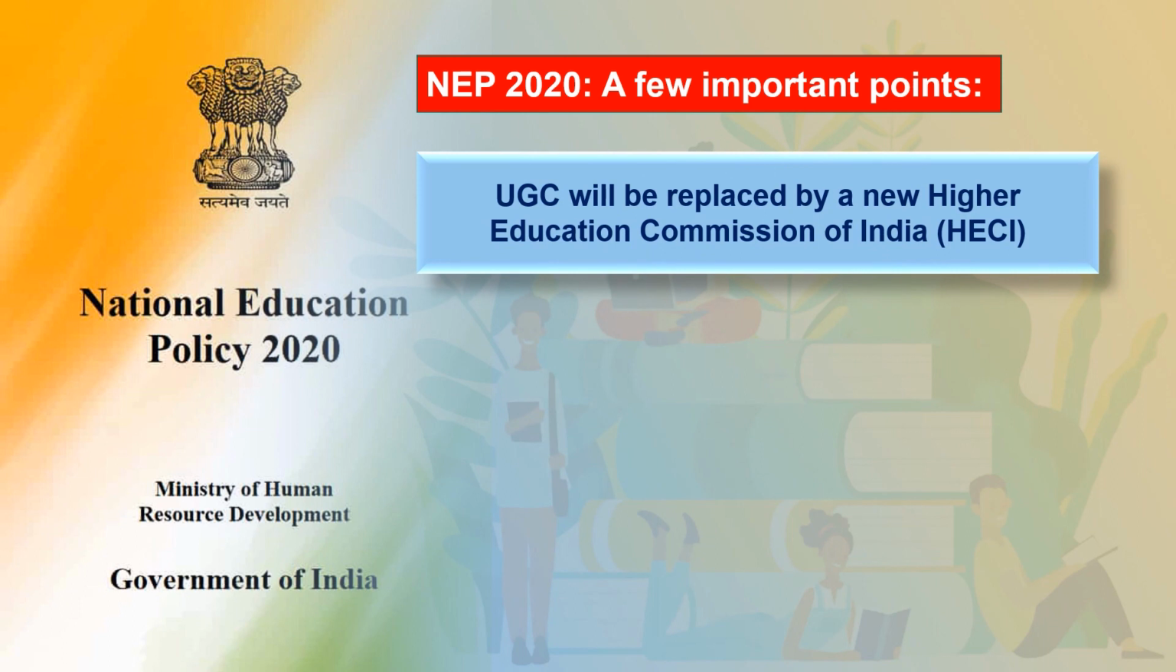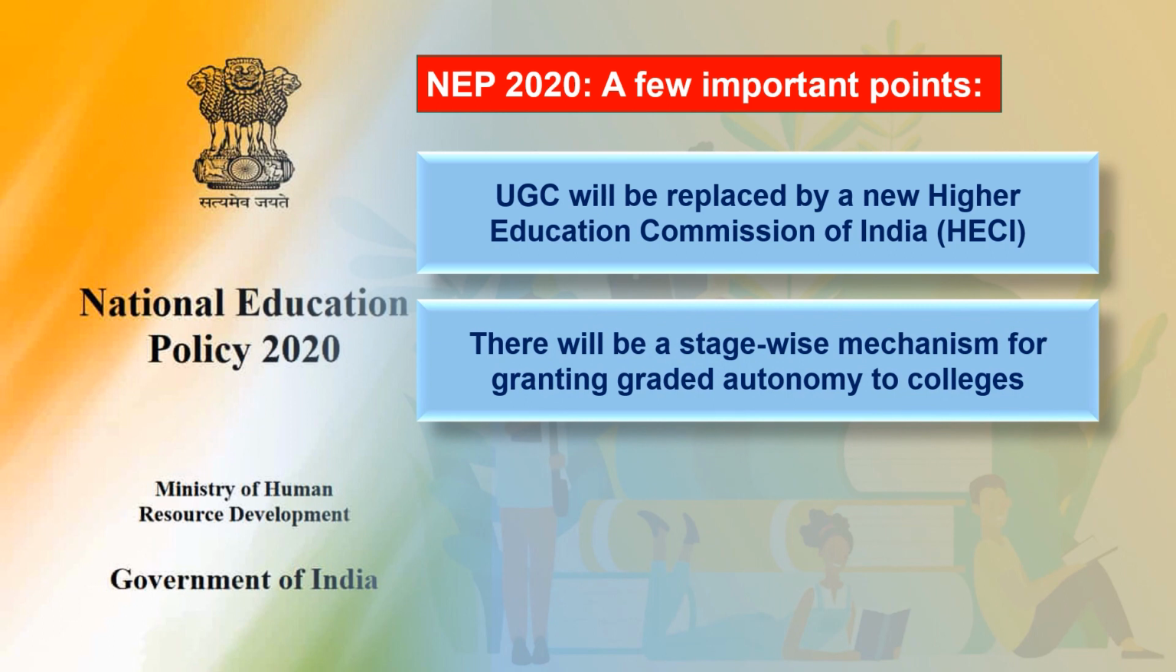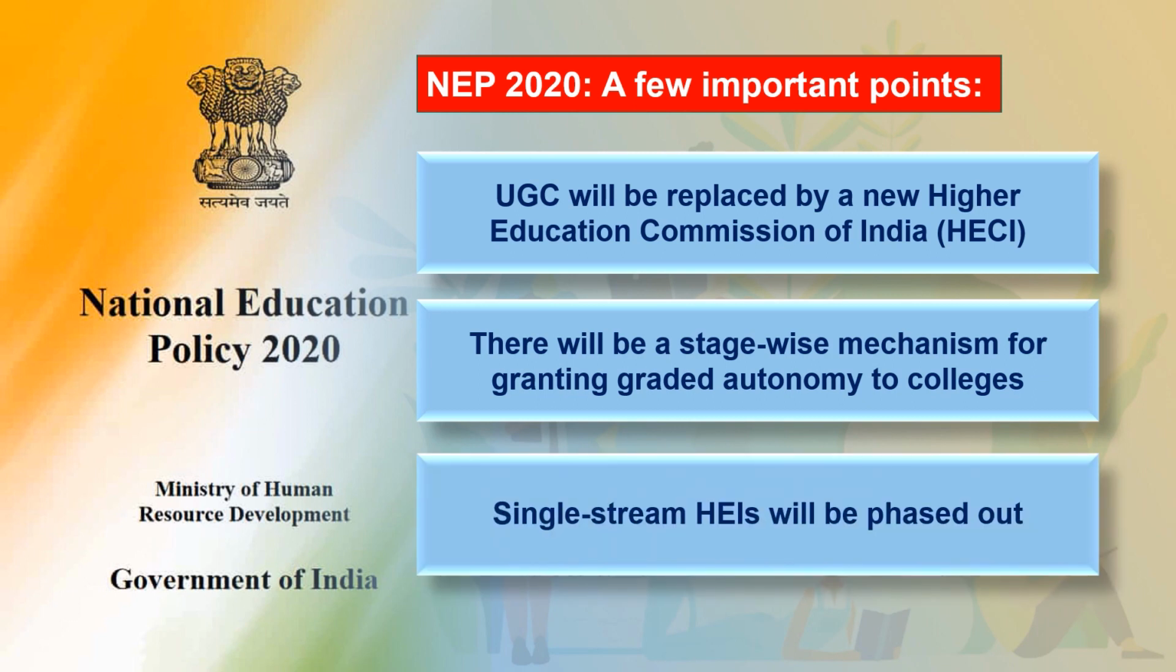UGC will be replaced by a new Higher Education Commission of India, that is HECI. There will be a stage-wise mechanism for granting graded autonomy to the colleges. Single stream HEIs will be phased out over time. The system of affiliated colleges will be gradually phased out.